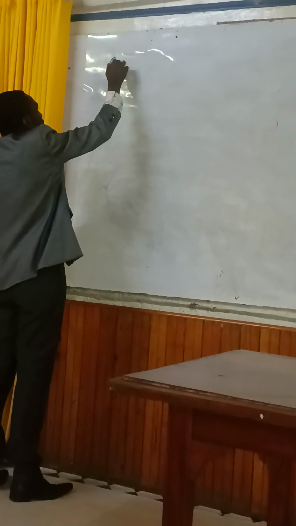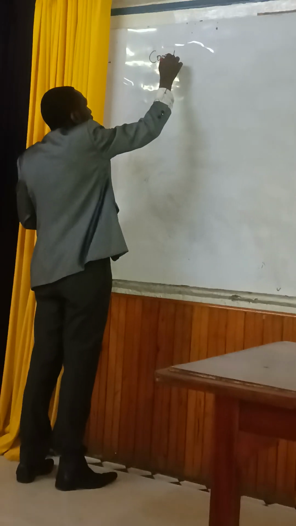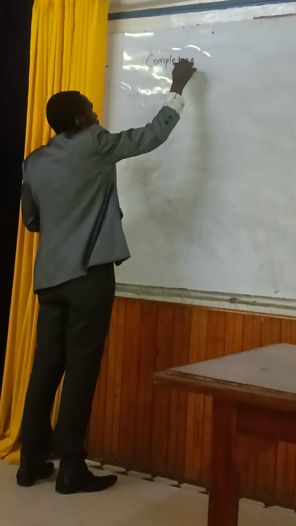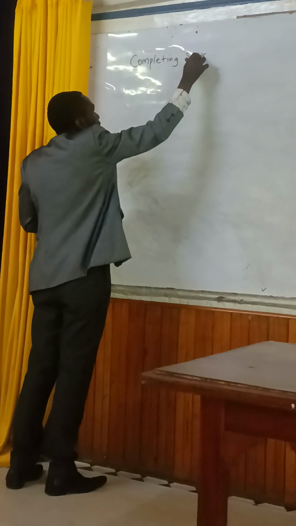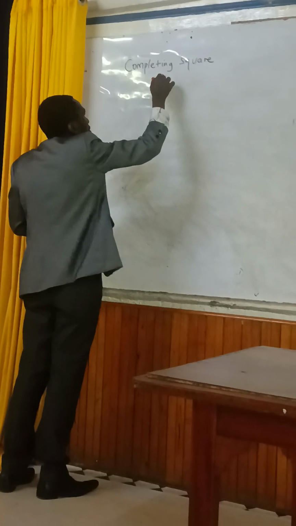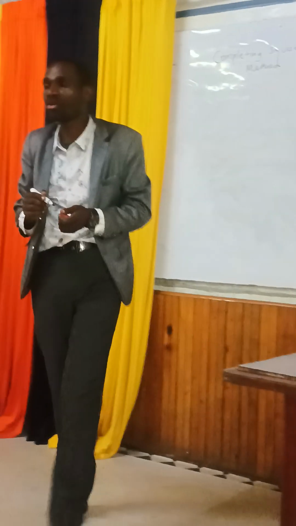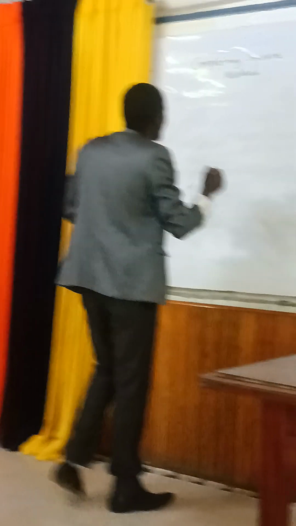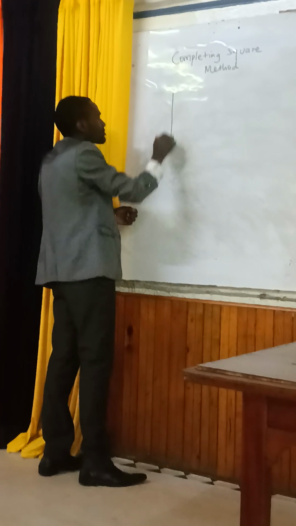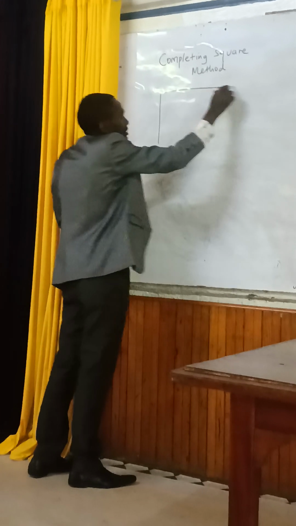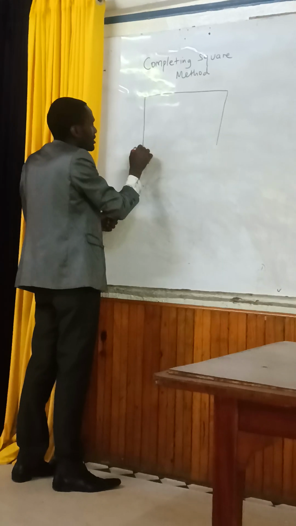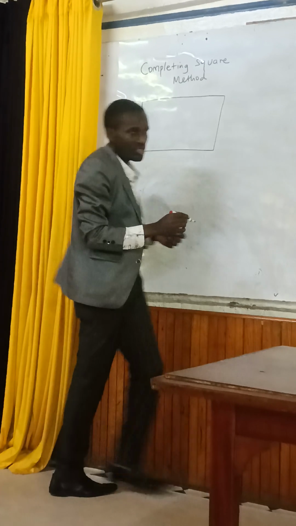So we are going to look at the completing square method. We want to use this method to solve a quadratic equation. But first, we're going to form a quadratic equation. How? We've been told in the question that there's a rectangle, just like the one I've drawn on the board. And this rectangle has this description.